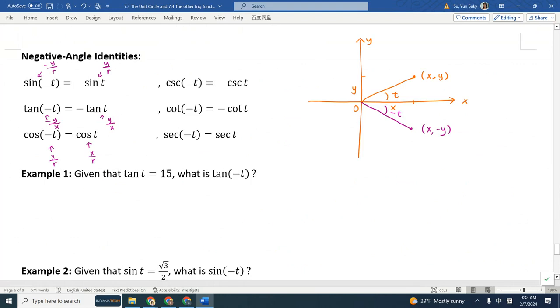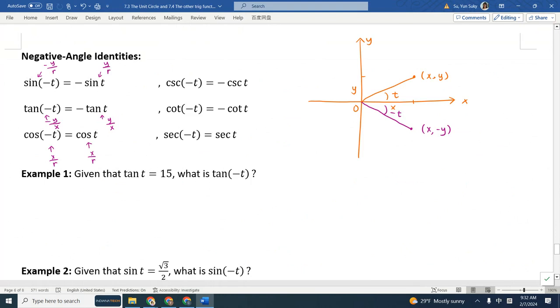Sine negative T is negative sine T. And cosine negative T is cosine T. Okay, everybody? And you know the reciprocals follow the same rule. If sine has the negative, then cosecant still has the negative. If tangent has the negative, cotangent still has the negative. And then cosine does not have the negative, and secant does not have the negative. Is that okay, everybody?